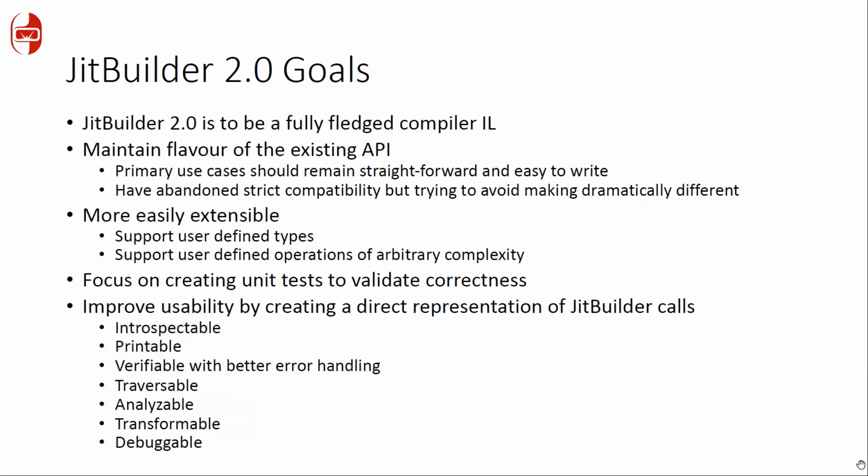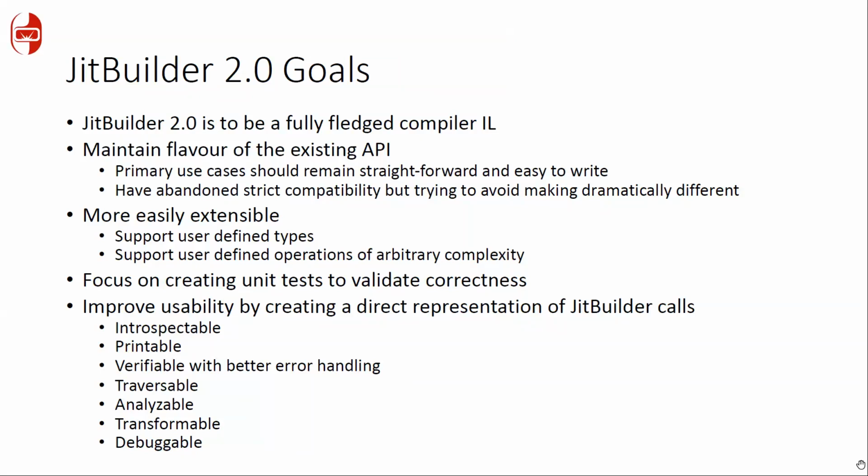Primarily that's been to make better progress on the next bullet point, which is that JitBuilder 2 is supposed to be more easily extensible and be able to have people add their own types and their own operations of fairly arbitrary complexity. It was thinking harder about how to make this part of JitBuilder 2.0 work better that resulted in me taking a backward step on backwards compatibility. And I will get into more details on this in the talk.